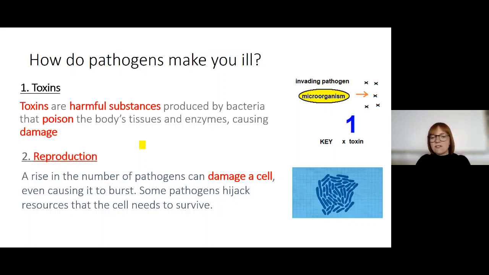And in the right conditions, so that would be warm and moist, and making sure that they've got enough nutrients, they're able to reproduce at quite a fast rate. Now, this rise in the number of pathogens that we can see in the animation can cause damage to a cell. And if the reproduction rate is so high, it can cause a cell to burst. The pathogens themselves also take away the resources that a cell will need to survive. So both of these things, the fact that they produce toxins, which are harmful substances that damage our cells, and the fact that they reproduce at a fast rate, are 2 of the ways that pathogens can actually make us ill.